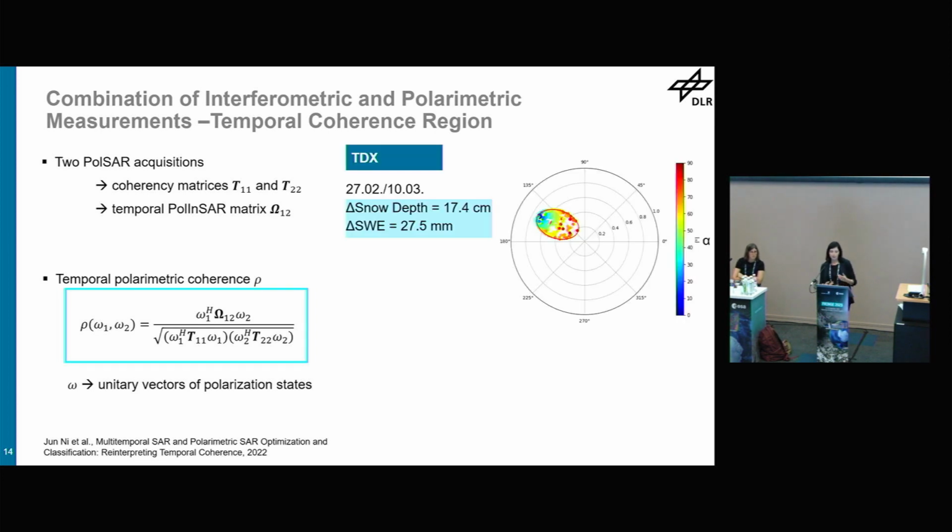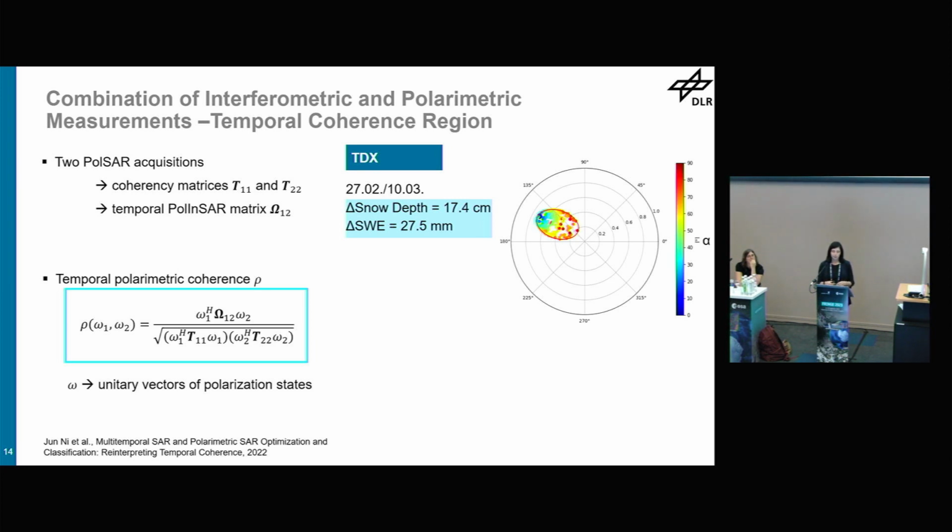This is from the TanDEM-X data over Svalbard for an event where we had a rather high snow depth change, a high SWE change. Here the coherence region is plotted in the unit circle, so the radial extent ranging from 0 to 1 is the coherence, and the angle is the phase. In this coherence region, we plotted 500 random polarization states, so 500 random omega vectors.